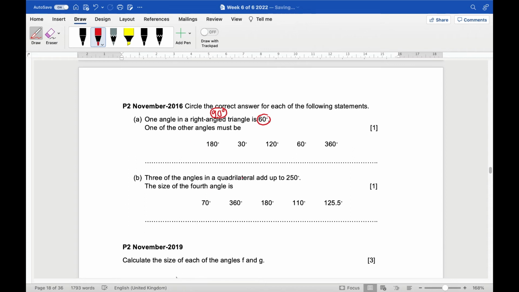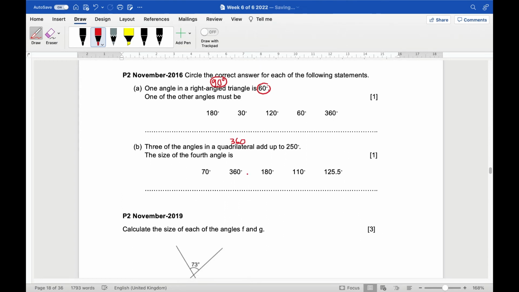In a quadrilateral, well, in a 4-sided shape, the angles add up to 360. 3 of them add up to 250. What is the other one?